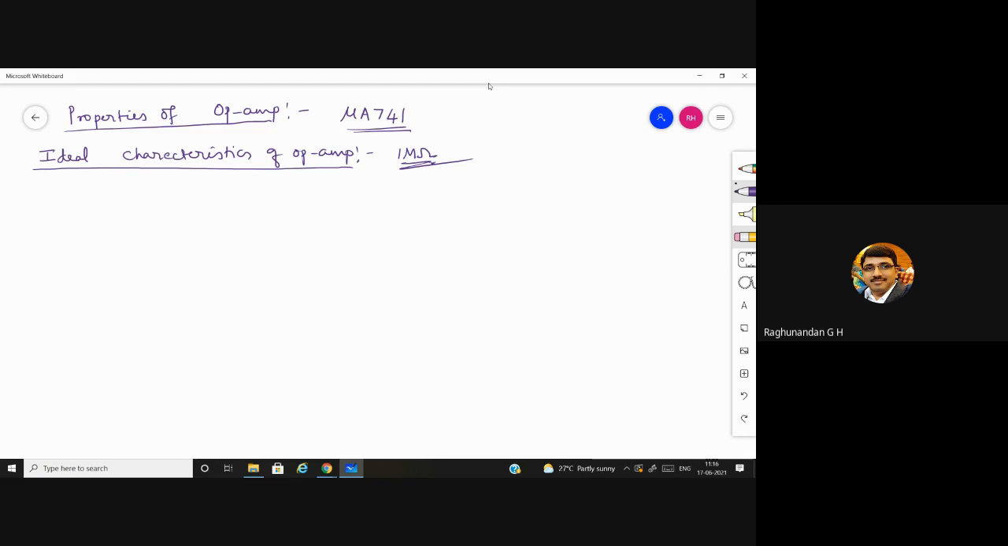This is the number of the IC. Mu A741 is the IC number. Why have we taken the mu A741 IC only? Because it is a widely used IC, and by using this IC we can do any type of application. Based on this you will do some experiments in the third semester lab. So the mu A741 IC is considered here for listing out the characteristics.